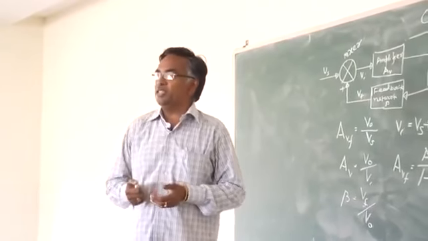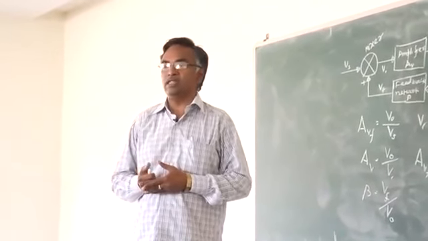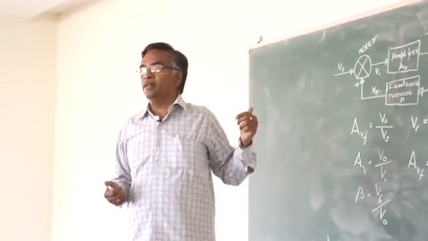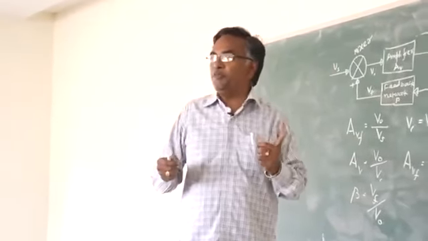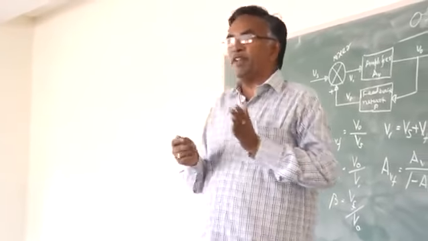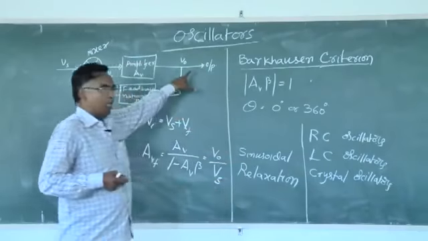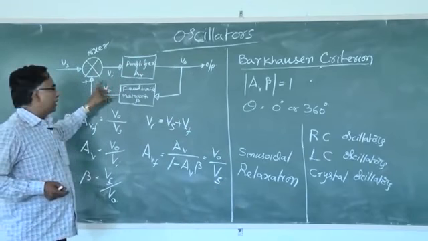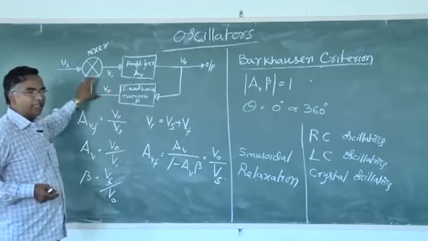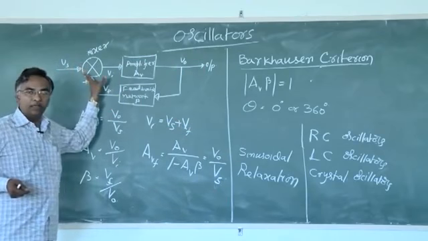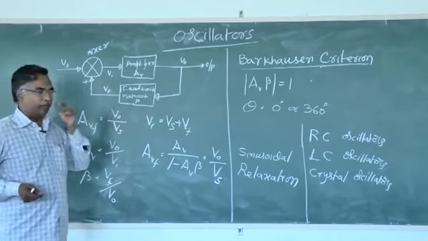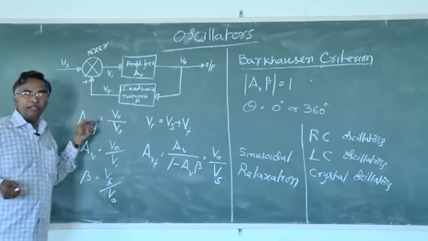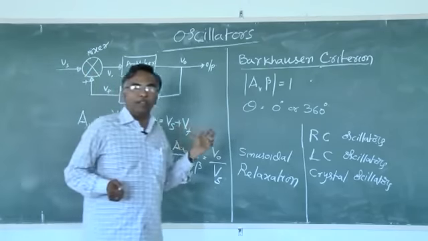Before studying sinusoidal and relaxation oscillators, note that these oscillators use positive feedback. Positive feedback means the fraction of the output voltage which is fed to the input side, and that feedback network output voltage is in phase with the external input signal, then it is called a positive feedback.